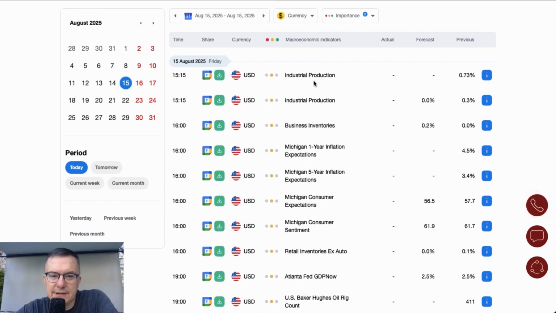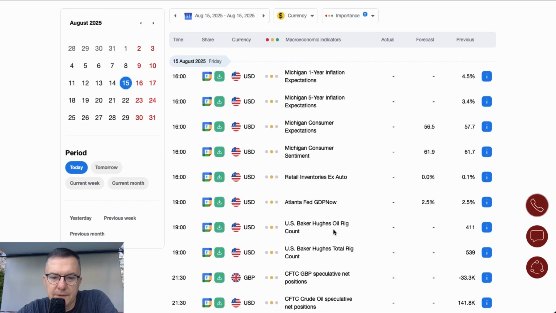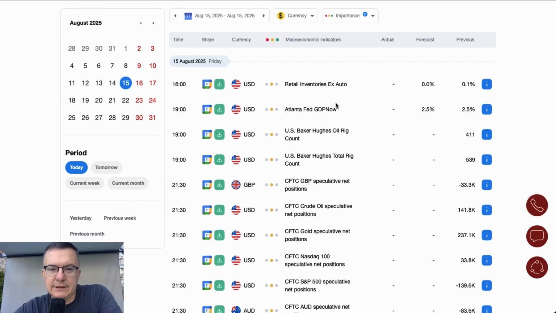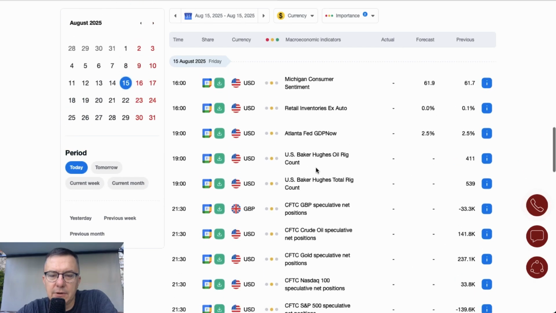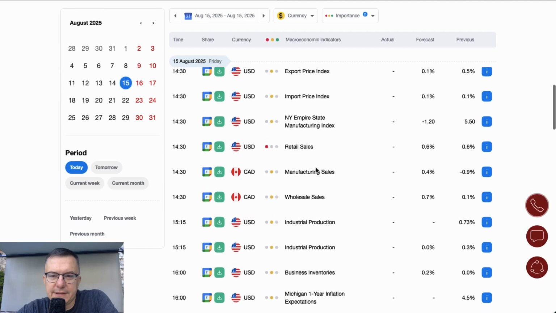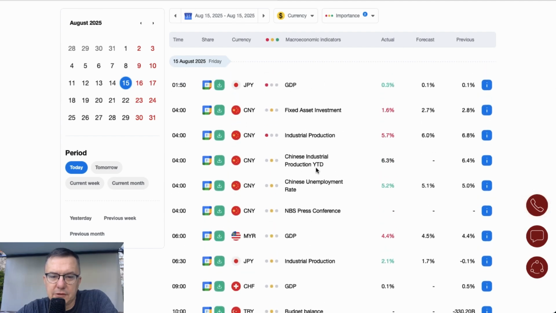Industrial production data are scheduled for release at 3:15. Business inventories and Michigan 1-year and 5-year inflation expectations, together with the consumer expectations and consumer sentiment. All of these data are from the US and are scheduled for release at 4 o'clock. Retail inventories, excluding auto and Atlanta, are scheduled for release at 4 o'clock as well. And at 7 o'clock, we got Atlanta Fed GDP now, together with the US Baker Hughes oil rig count and total rig count. So this looks like quite a busy day, especially during the US session.